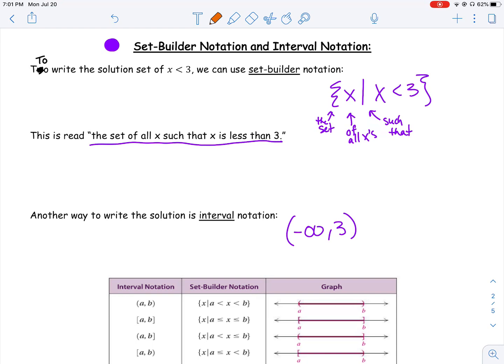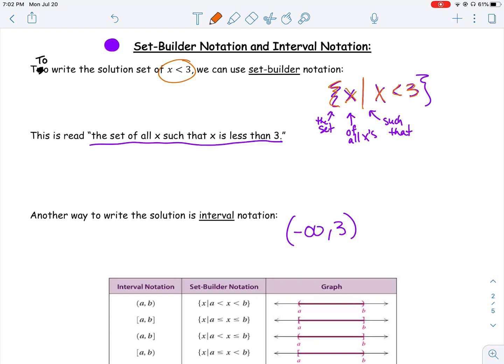So to write the solution set x is less than 3, we can use set builder notation and have it look like this. There's a little squiggly bracket, there's an x, a kind of line, and then the inequality x is less than 3. You would read it as the set of all x's such that x is less than 3. So if they ask you to input it as set builder notation, that's how your inequality answer should look.